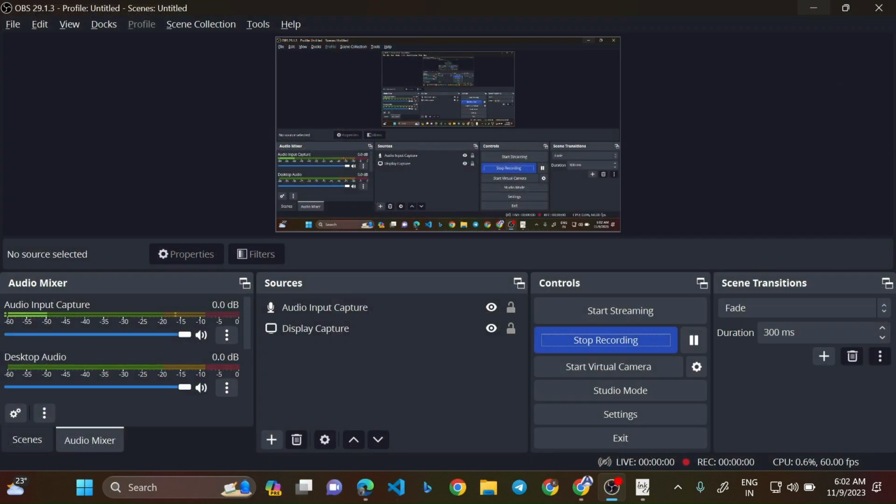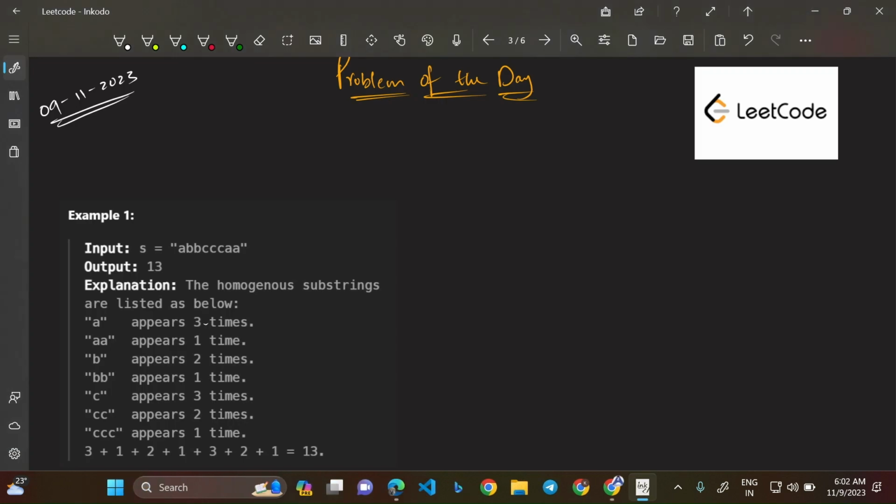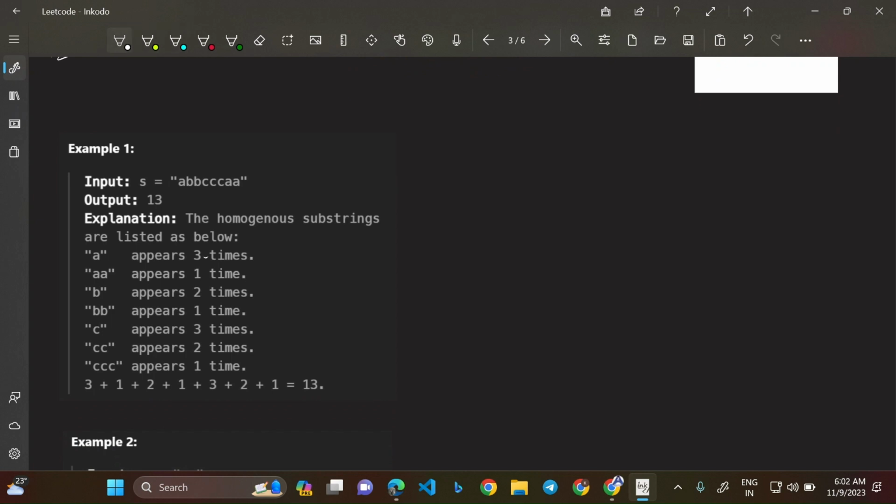Going through the examples, this is example one. What is the string that has been given to us? A B B C C C A A. This is the string that has been given, and the output is 13. Why is it so? Let us see that right now. I'll just erase this part. They are asking to return the number of homogeneous substrings.